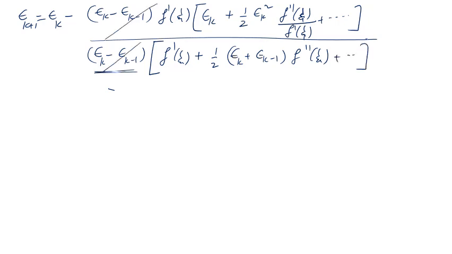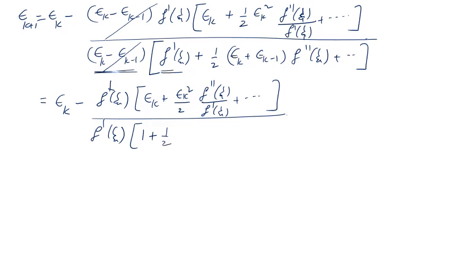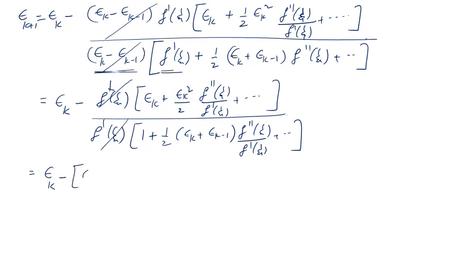So now these two terms get cancelled. This is equal to epsilon k minus f dash xi, bracket open, epsilon k plus epsilon k square by 2 f double dash xi by f dash xi, and so on. And in denominator I will take this f dash xi common, so remaining part what? 1 plus 1 by 2 of what? Epsilon k plus epsilon k minus 1 f double dash xi by f dash xi, and so on, right? Now these two terms get cancelled, right? So what is the next one? Epsilon k minus, now this step, epsilon k plus epsilon k square by 2 f double dash xi by f dash xi, and so on.